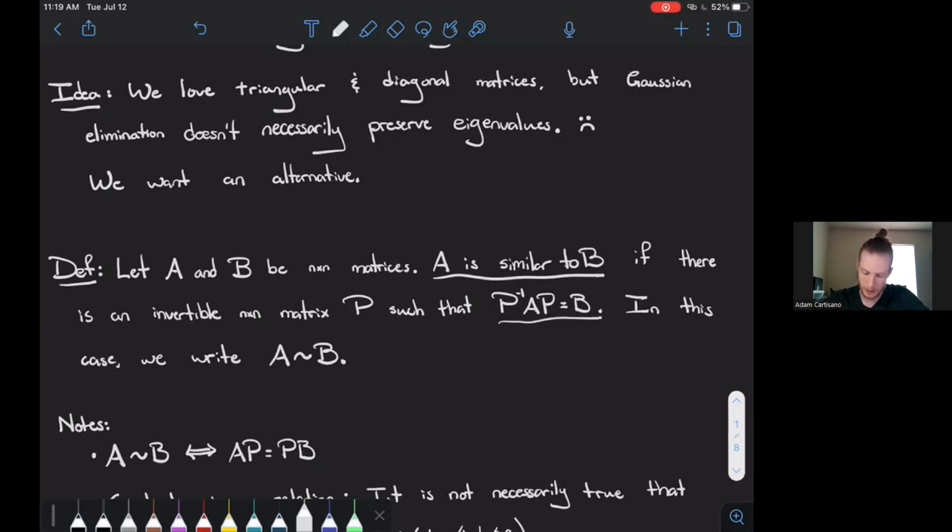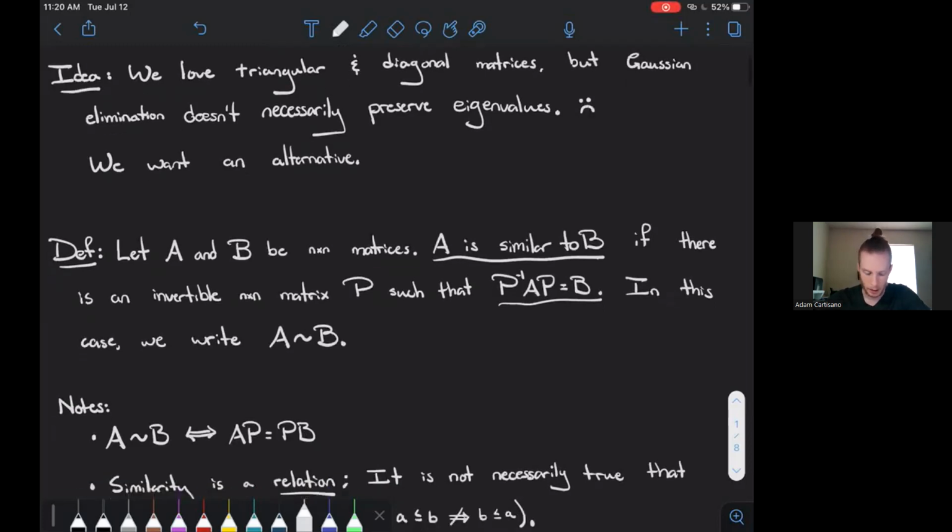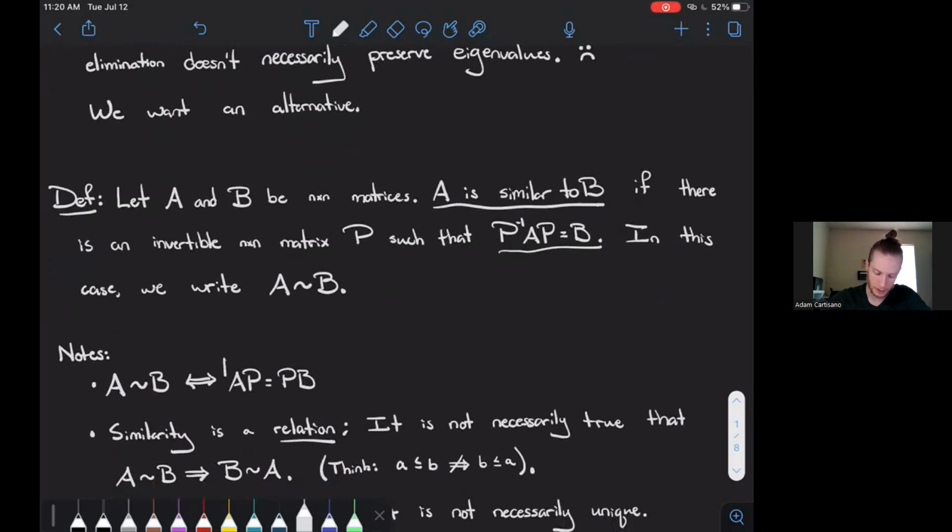Notice that in this equation, you can just multiply both sides on the left by P again. And so to check whether A and B are similar, you can check that AP and PB are the same matrix. This is an equivalent condition, and it's often much easier to verify because you don't need the inverse of P. So if you only had P and you didn't have its inverse, then you can go and find it that way.